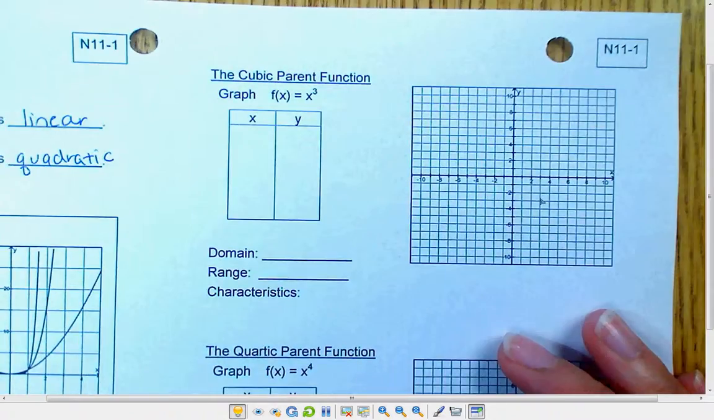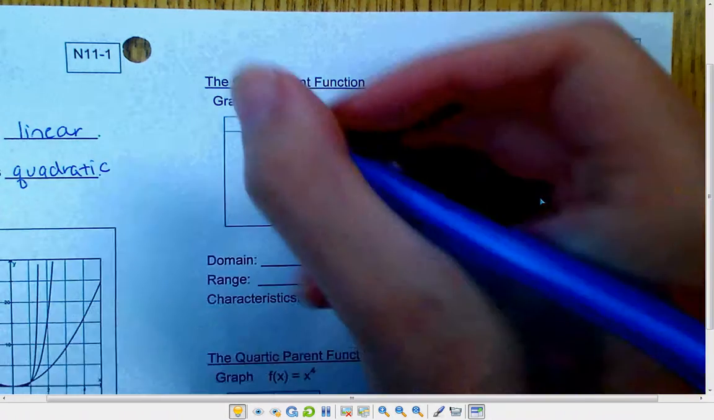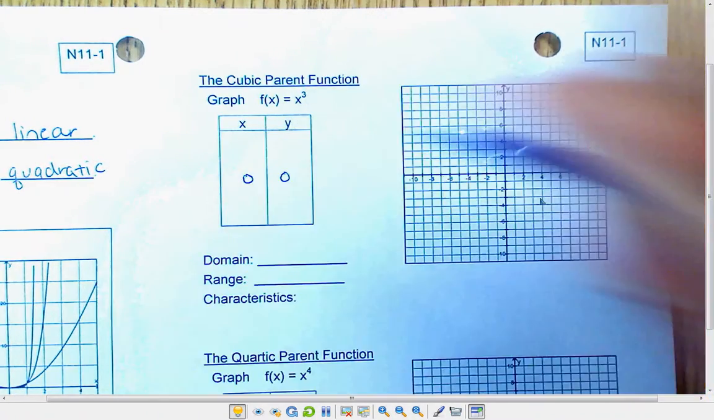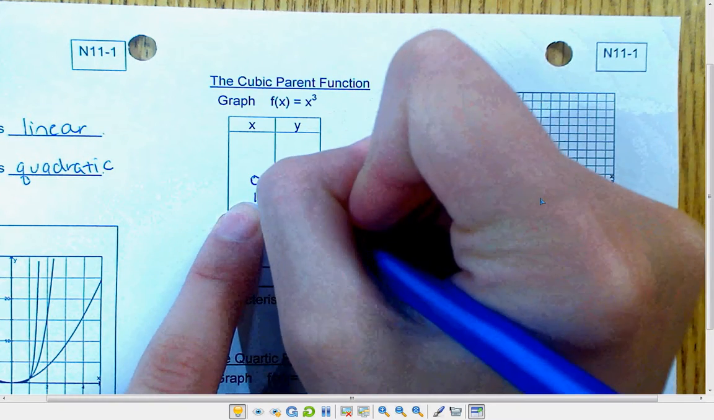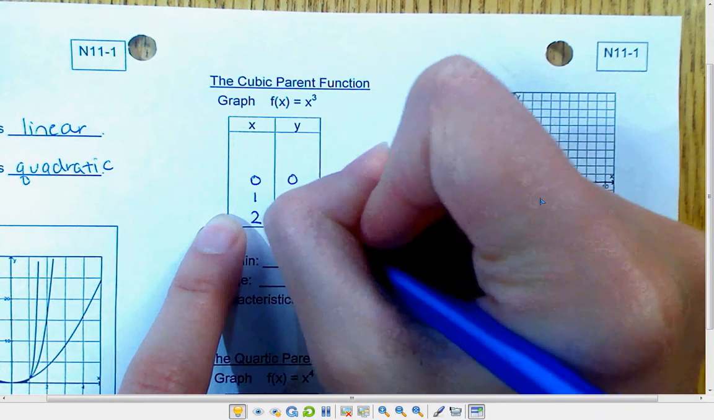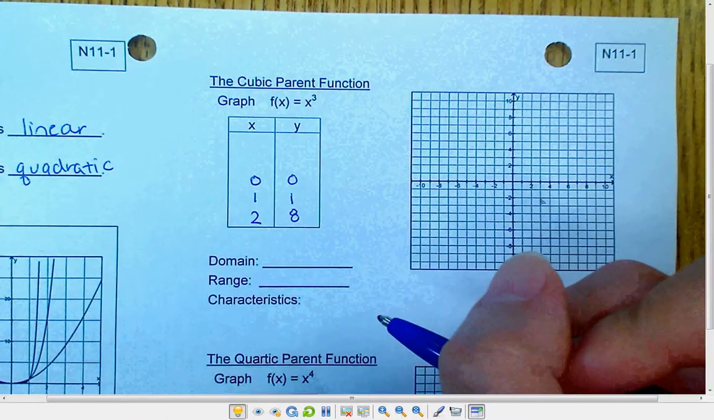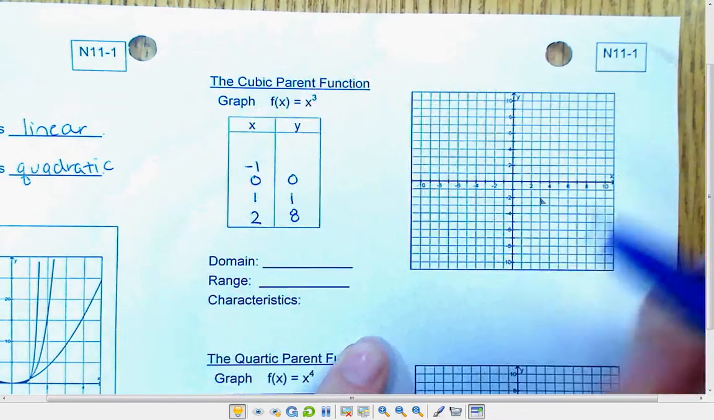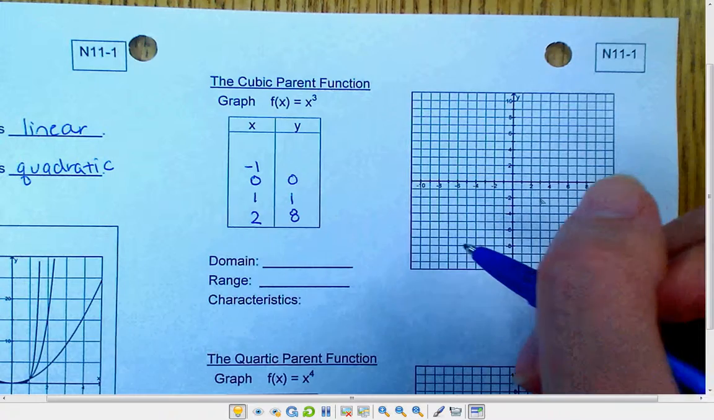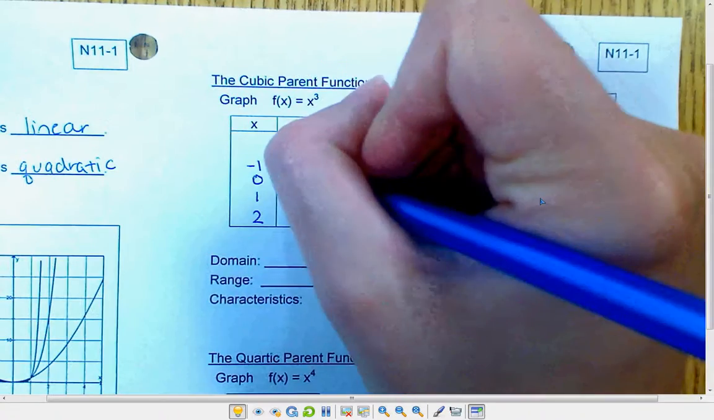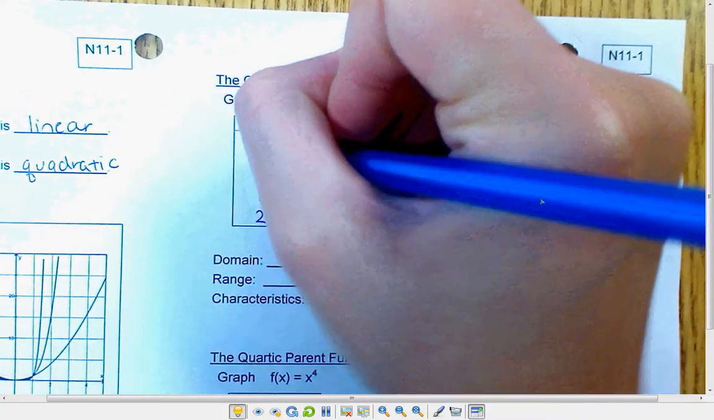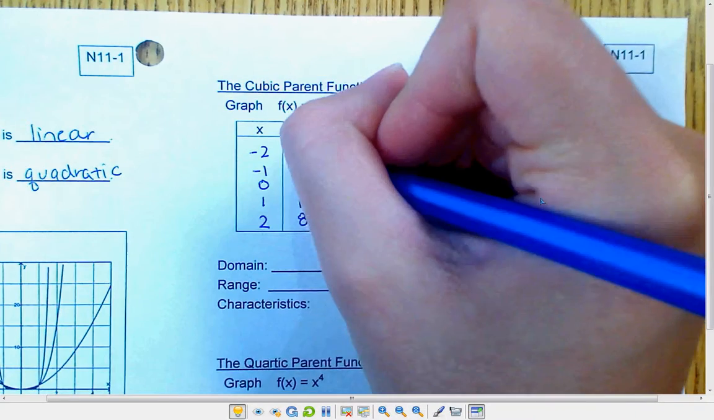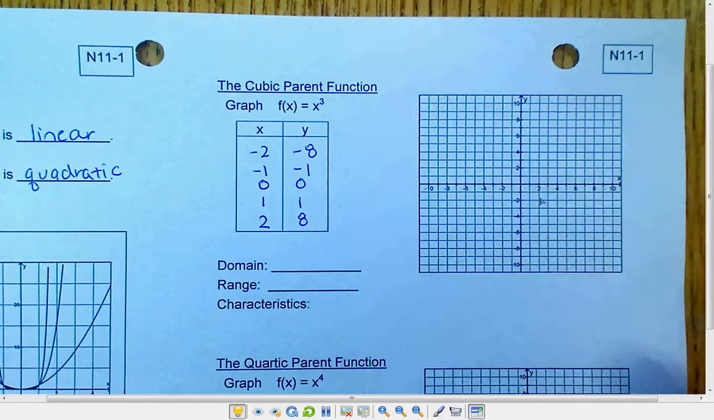So the cubic function is x cubed. So like before, we're always going to start with 0, 0. 1 cubed still gives us 1. 2 cubed gives us 8. So this is going to be on one side of a function. Negative 1 cubed, when you have negative 1 times negative 1 times negative 1, is going to give us negative 1. And then negative 2 cubed is going to give us negative 8. So this is our parent function.